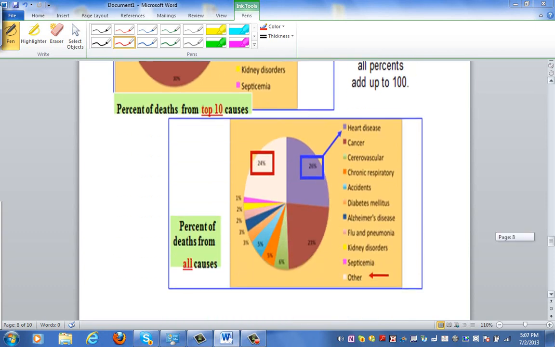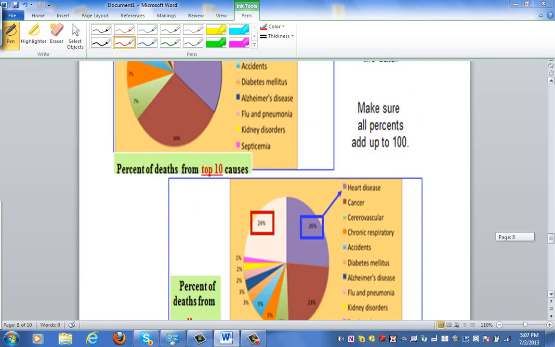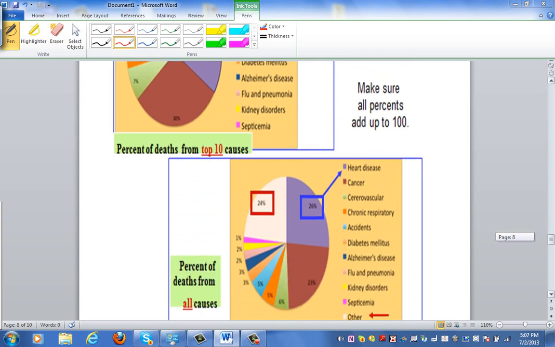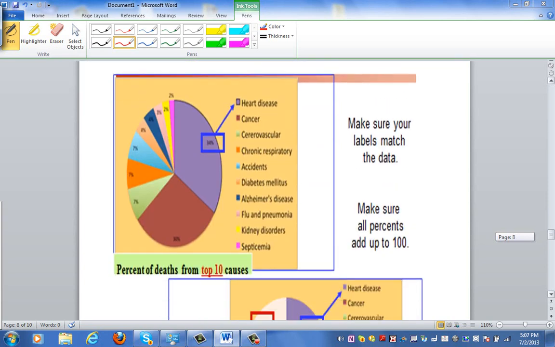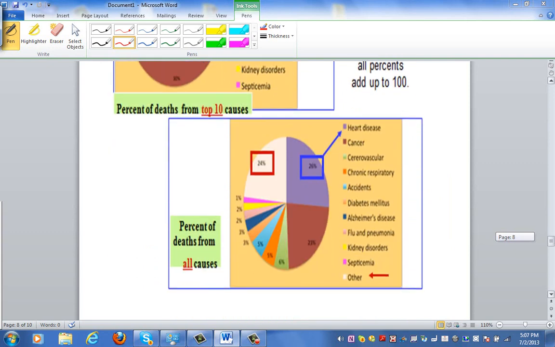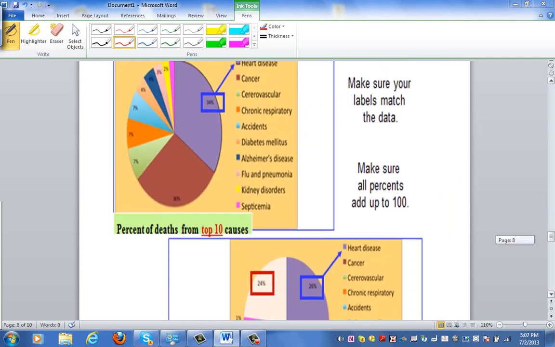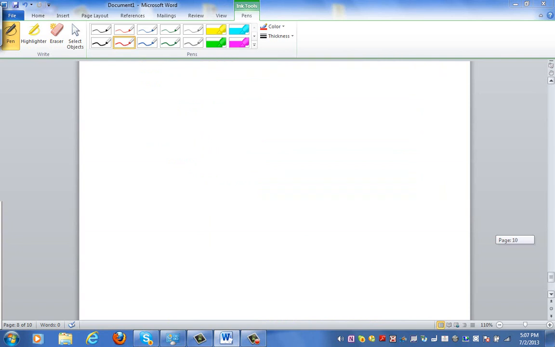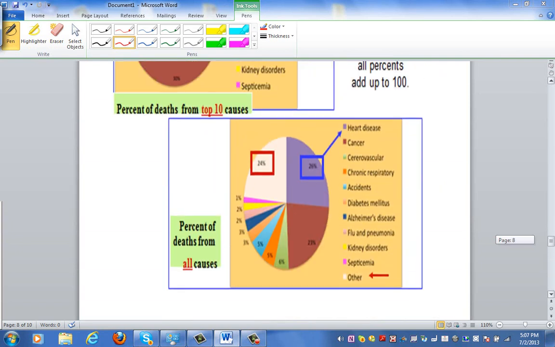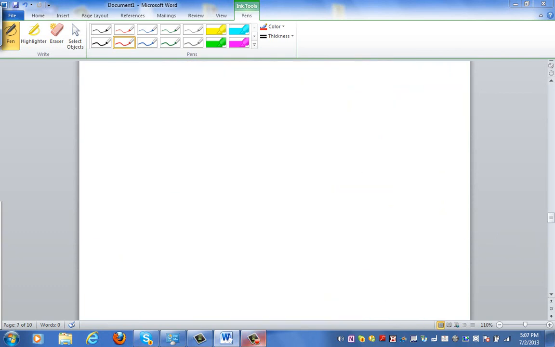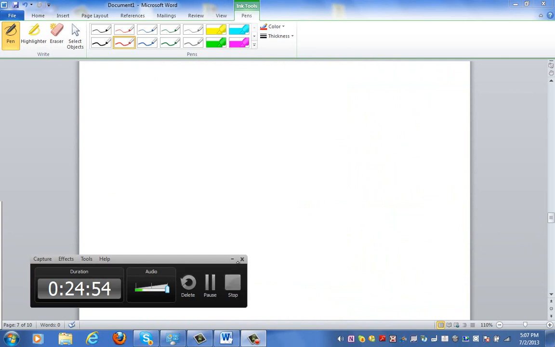When you are making the pie chart, you have to make sure that your percents add up to 100%, and make sure that you're labeling your categories and the slices correctly. All right, so that's how you organize and present categorical data. Next time we will talk about organizing quantitative data.